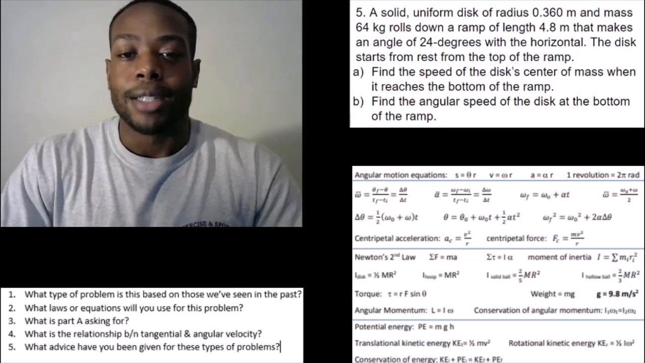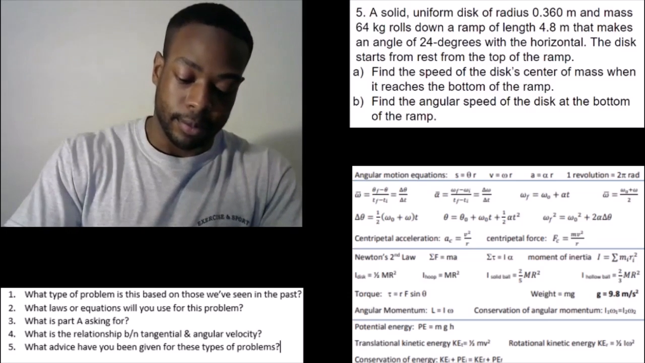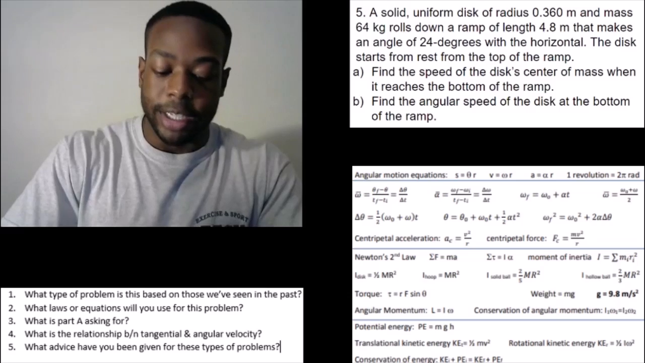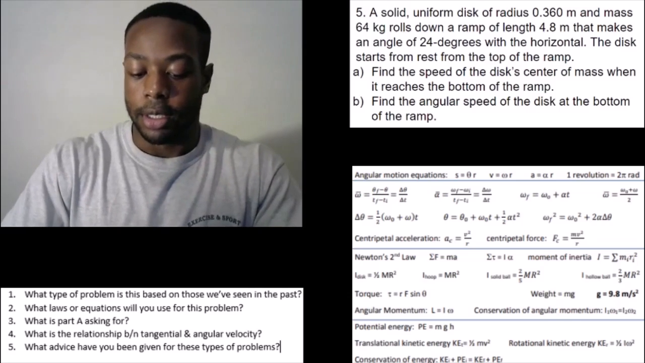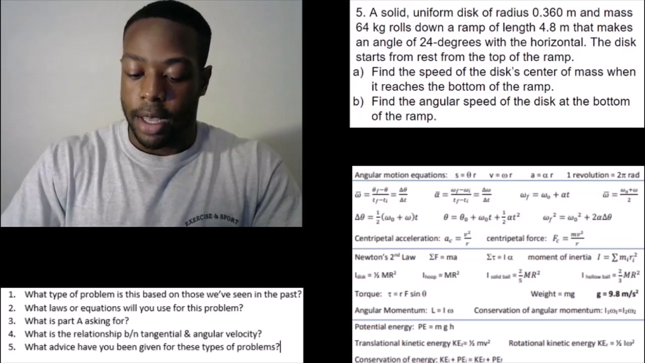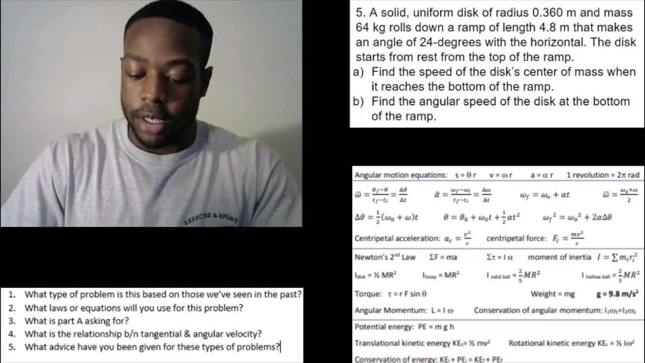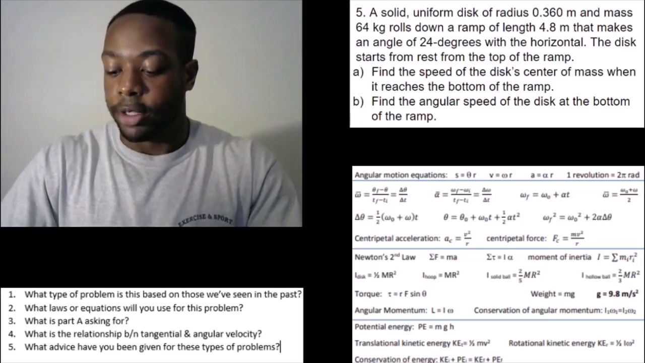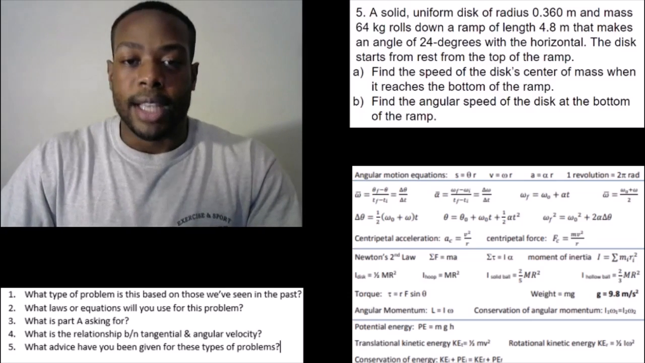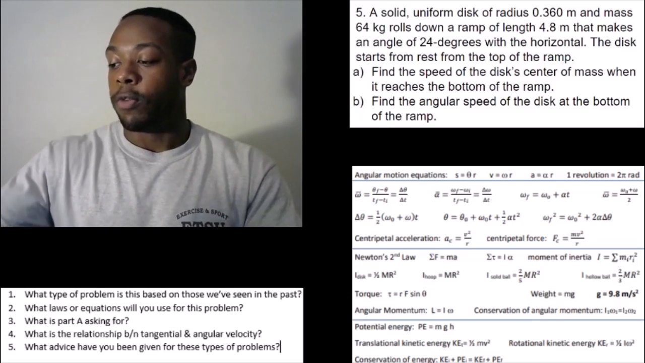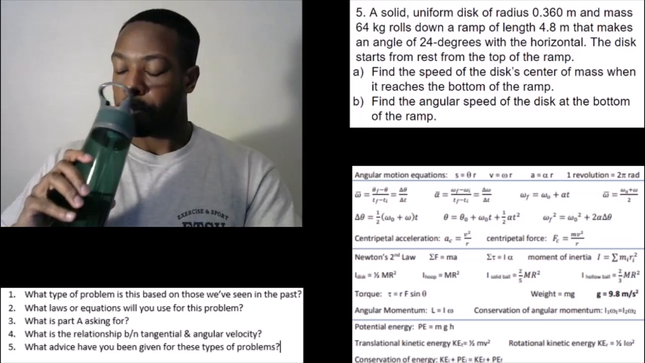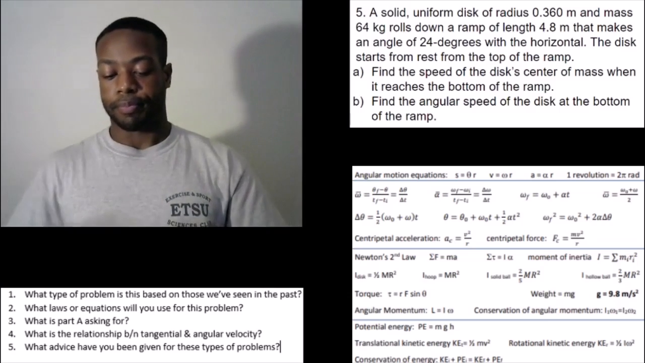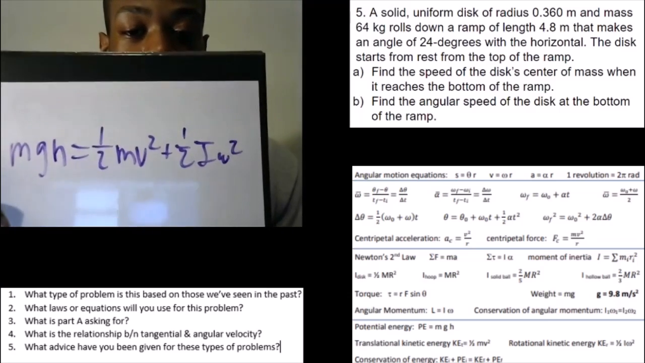So I'm actually going to start this one up for you. Initially we have potential energy, and beyond that we've got translational kinetic energy and rotational kinetic energy. So take the time to write that out. Write out your formula or equation. And you should get something like this, right?